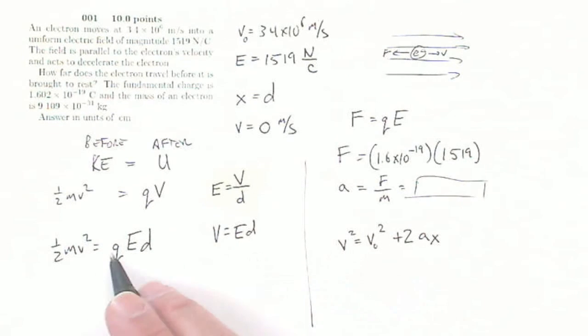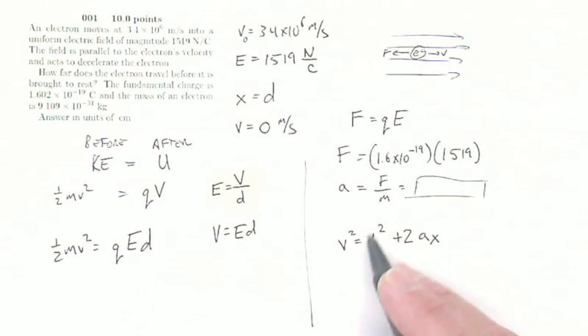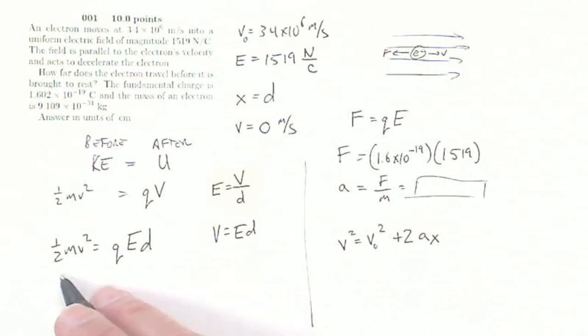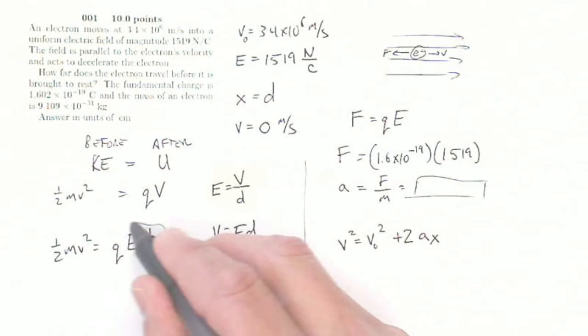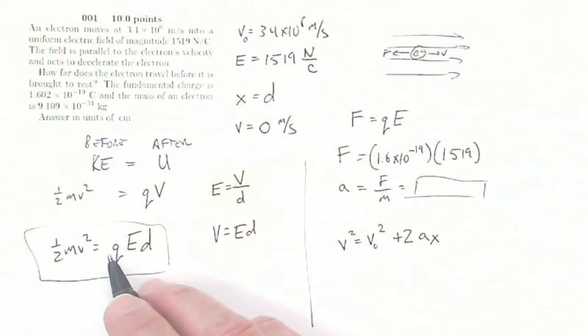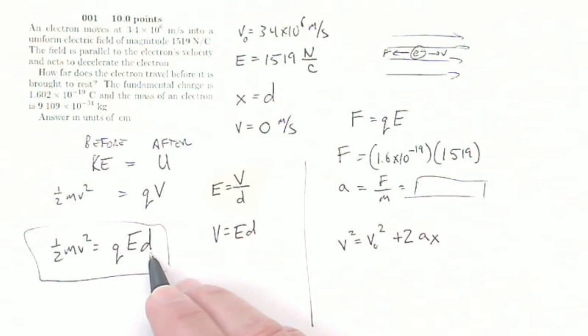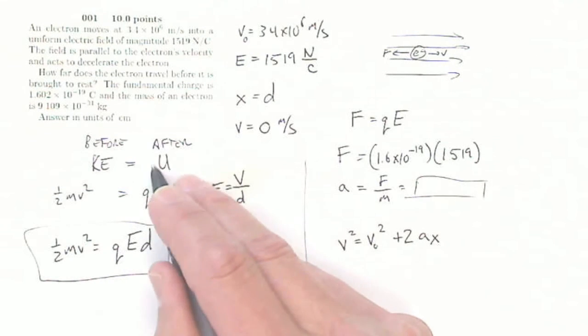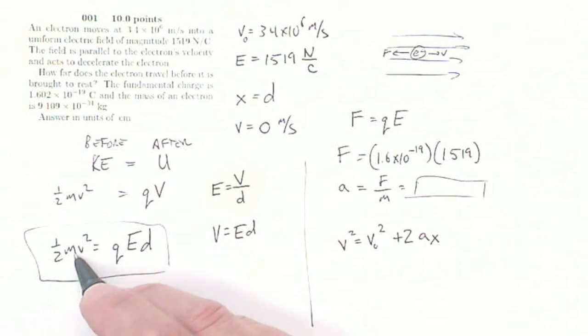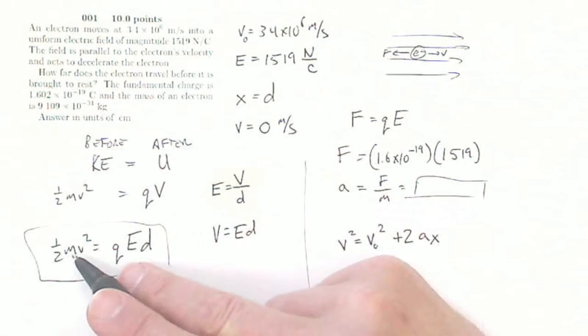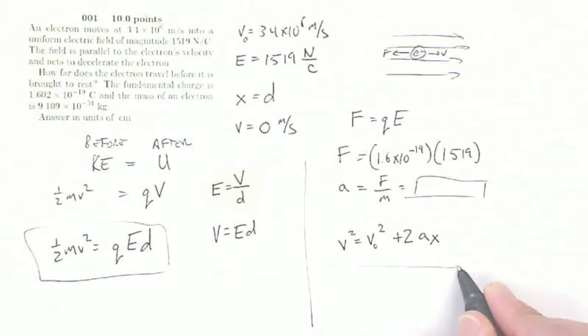There's also a v squared term, but v squared is 0 at the end, so QED is what I'm getting there. So this is actually going to turn into the same equation, but this is the way to think about it energy-wise, because this charge in the electric field moving a certain distance will gain some electric potential energy as it loses its kinetic energy. But either way, we're dealing with conservation of energy or equations of motion.